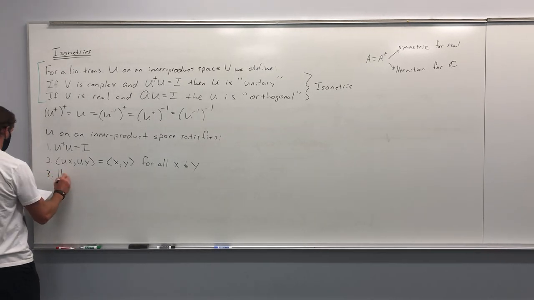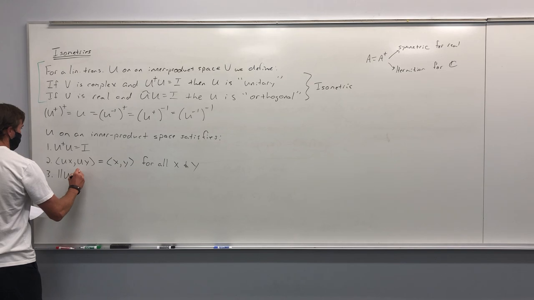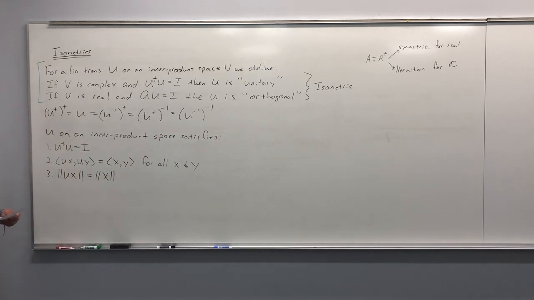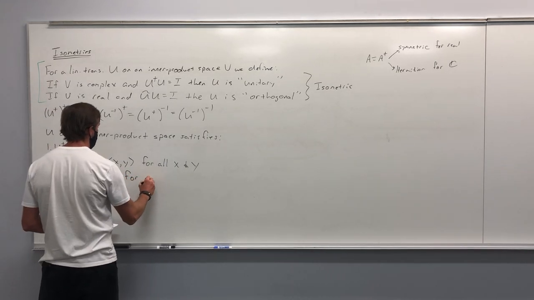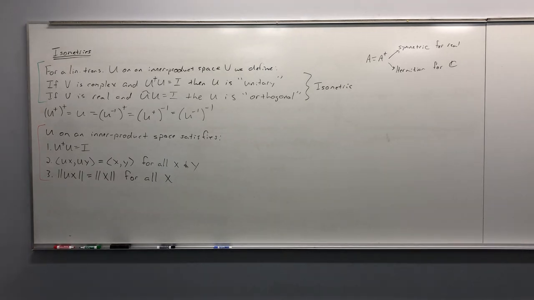Three, if I am finding the magnitude of the transformation of a vector, that's equal to the magnitude of the original vector. And this is true for all x. And what you can argue is that if you accept one of these, the other two have to be true. It doesn't matter which one you accept. So we're going to take this one as given, and use that to prove these two. And then I'll end by taking this one as given and using it to prove this. Okay? So here we go.